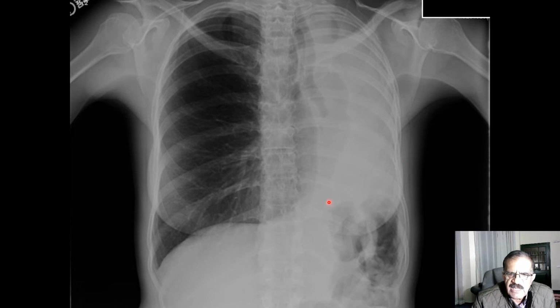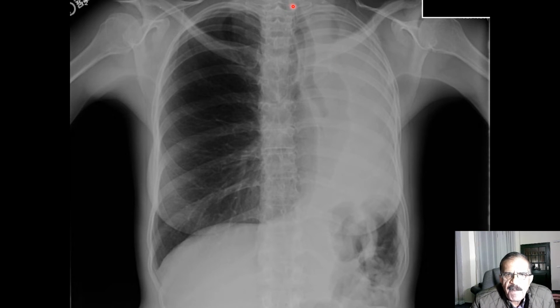Now this is one example. There is one big opacity which looks very uniform and very similar to pneumonia, though it does not correspond to one lobe. It perhaps has affected the entire left lung, but it has pulled the structure toward its own side.